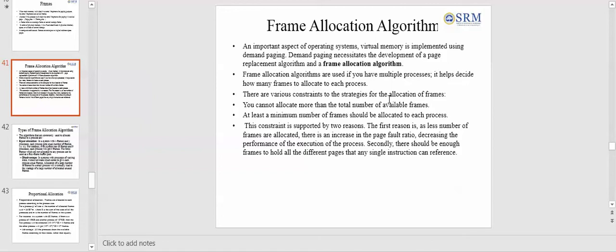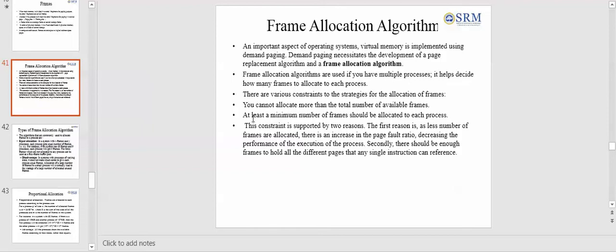What is a constraint basically? Whenever you have a frame allocation algorithm, you should be aware that you should not allocate frames to a process beyond what your system has. Number two, when a process is coming, you have to allocate the basic or minimum number of frames needed for the execution of the process. These two are the basic constraints. So the constraints are: you cannot allocate more than the total number of available frames.